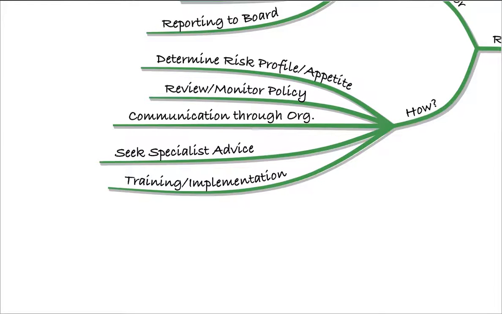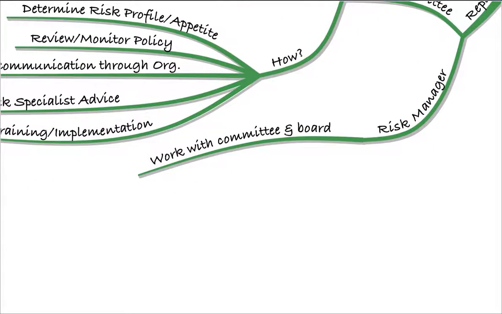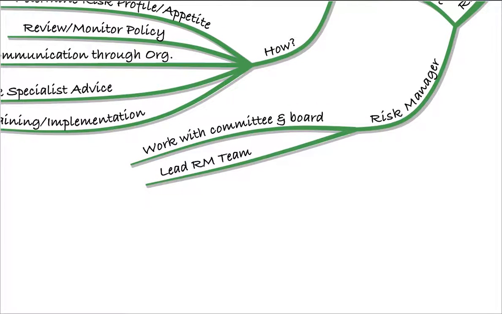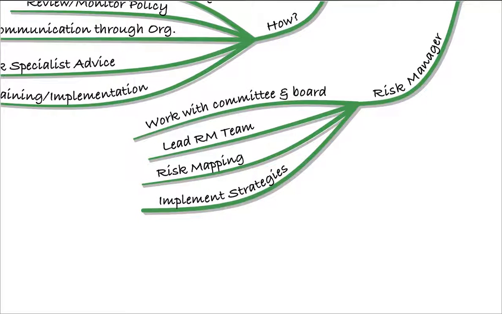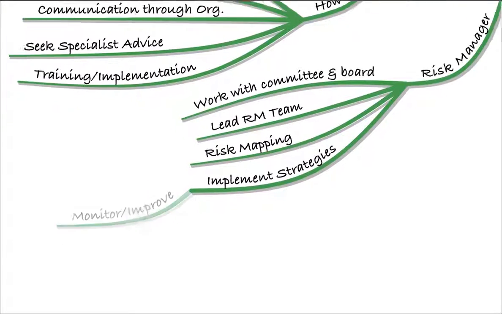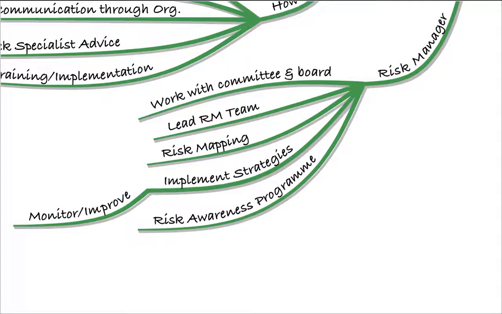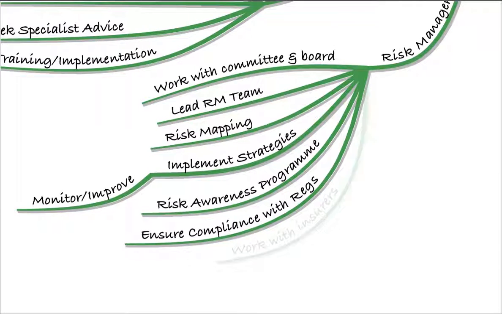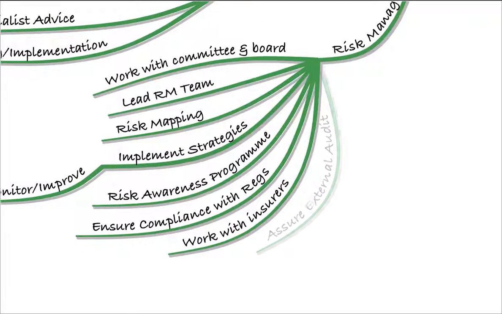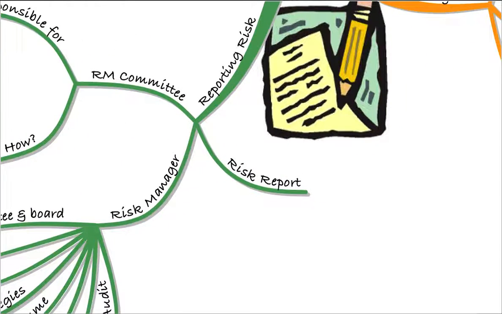Now, the Risk Management Committee may well do that through a risk manager in the organisation. They will work with the committee and the board and lead the risk management team. So this will be the person in charge of the risk mapping exercise that we've talked about. They will also implement the strategies set by the Risk Management Committee and monitor and improve those strategies. They'll be responsible for the risk awareness programme throughout the organisation and ensure compliance with regulations. They'll also work with any insurers should the need arise and assure external audit that the risk management procedures are adequate.